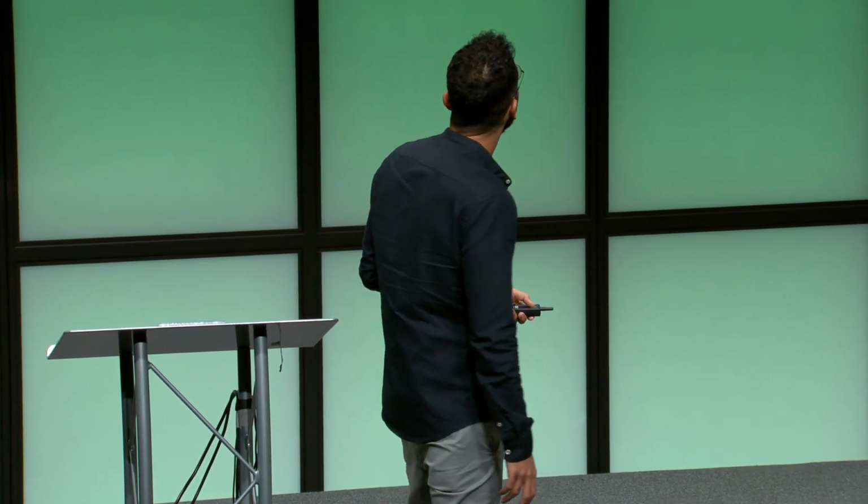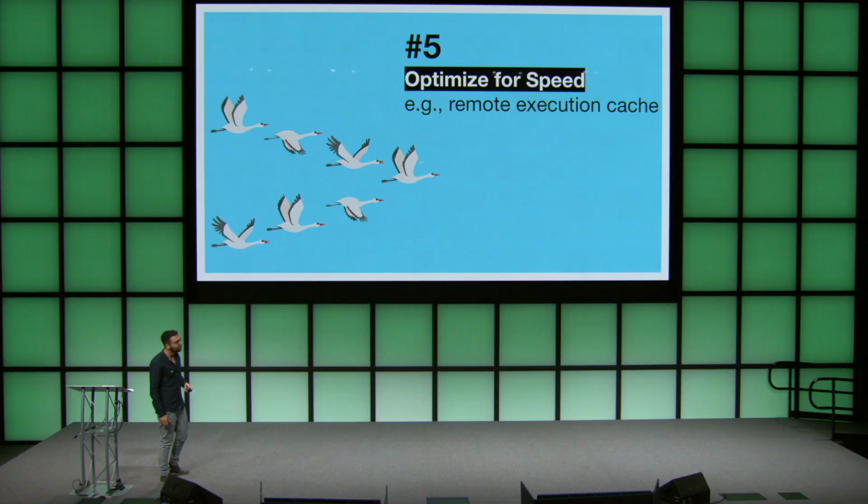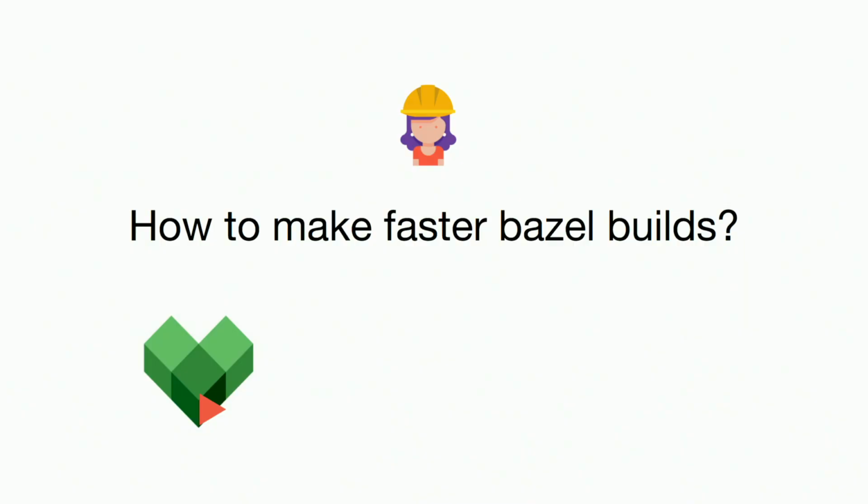Moving on to number 5. Now, number 5 talks about optimizing your CI for speed. And this is actually relevant for those of you who already moved to work with Bazel. So we all know that Bazel is fast, right? But at Wix, we wanted to make it faster. We wanted to make it as fast as possible.